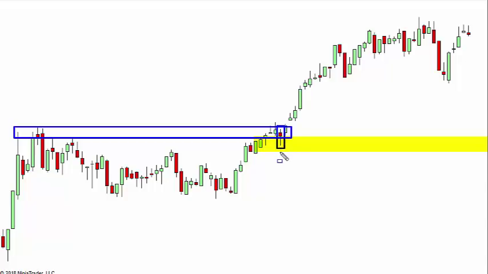So this kind of bar right here, if you get that in addition to the parabolic move up, and you get that in the consolidation, then I consider that an even higher probability trade for this very steep sloped price action type trade.